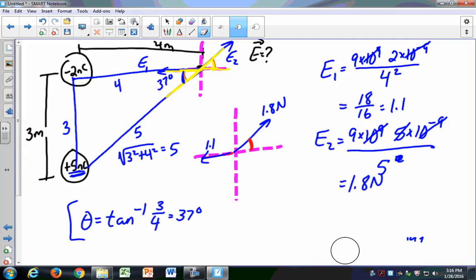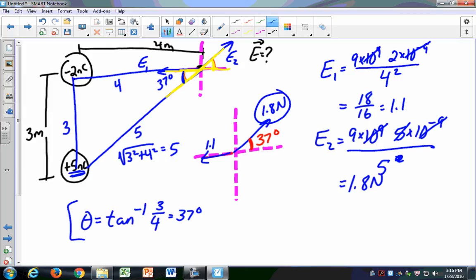So now I know this angle is 37 degrees. Now I want to find the x and y components of this force. I'll do them in purple. The y component will be 1.8 sine of 37. The x component will be 1.8 cosine 37. That comes from our definition of sine and cosine.